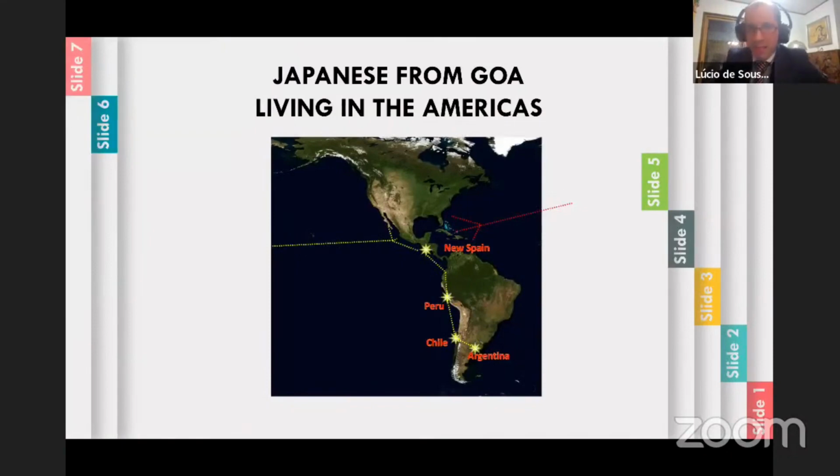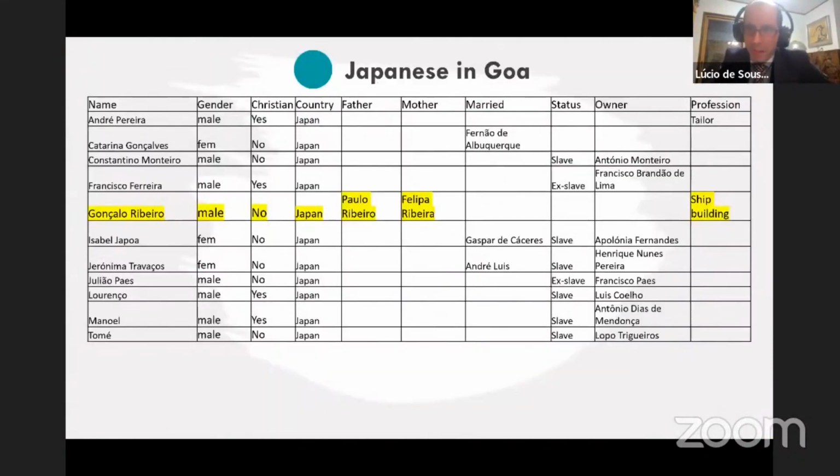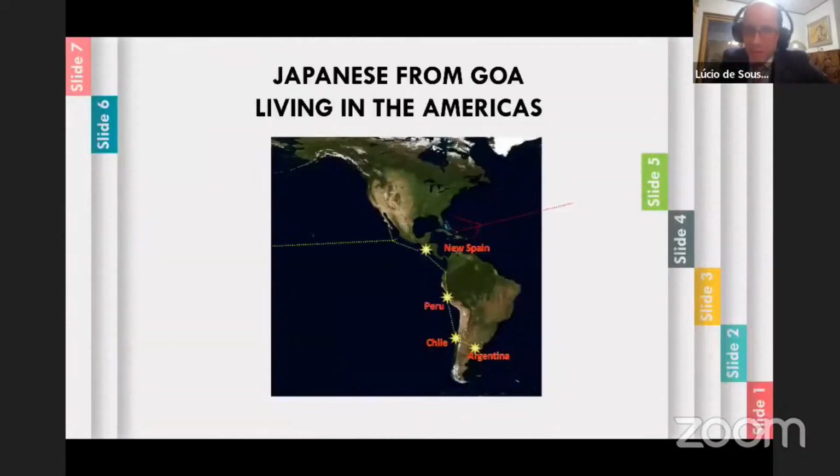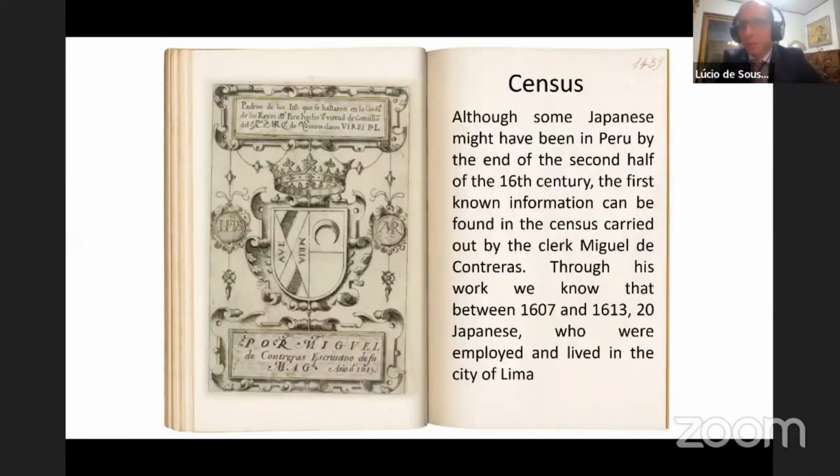Now let's connect this Gonçalo Ribeiro to the Americas. And let's focus our attention on the last part of my presentation: the Japanese from Goa living in the Americas. For this, we have to go to a census. This was a census that was made between 1607 and 1613. It's one of the first American censuses. And inside, we find 20 Japanese.